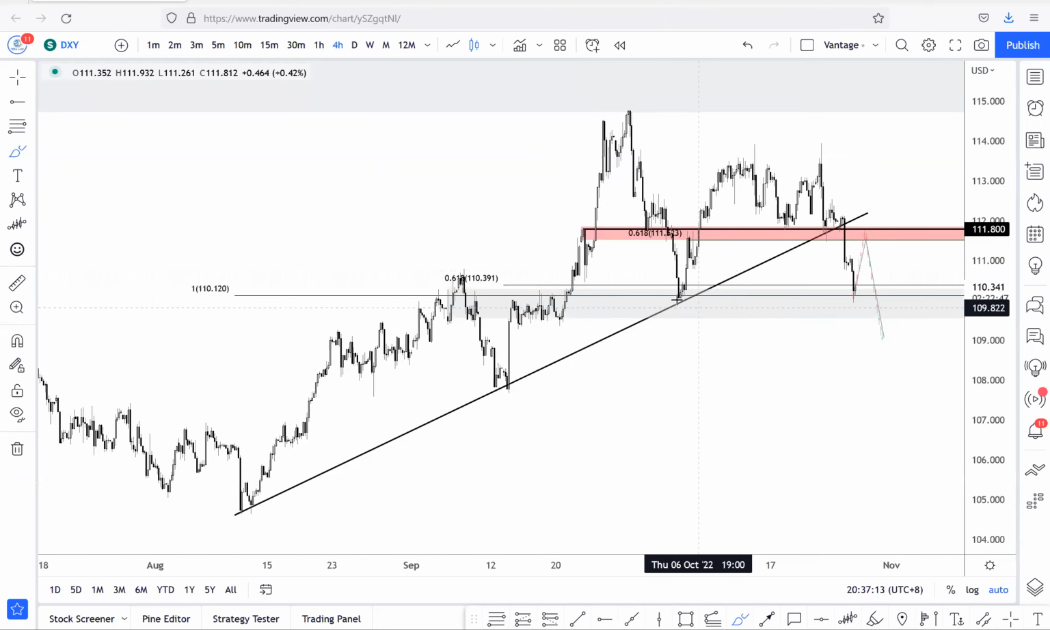Okay, so this would be the low that I'm looking for, a clear break and close below to signal more downside. Okay, let's take a look at WTI here.